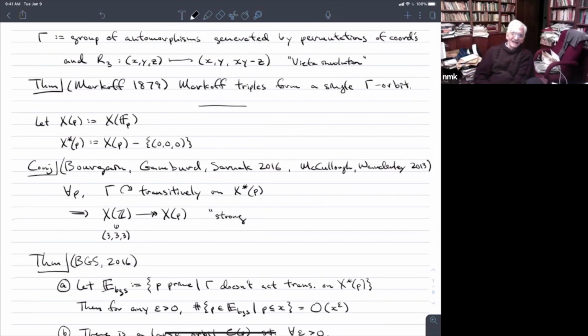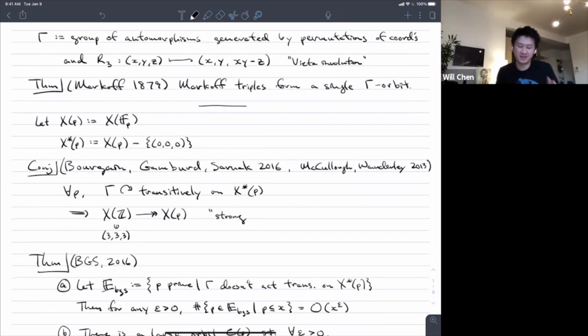So, in this case, p equals 3. Yeah, well, you can find another one. So you can verify it. You can also verify it for p equals 3.